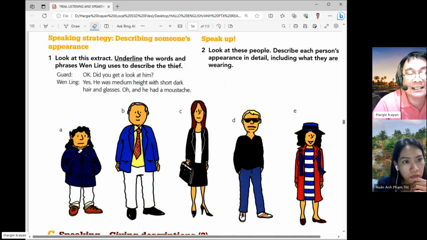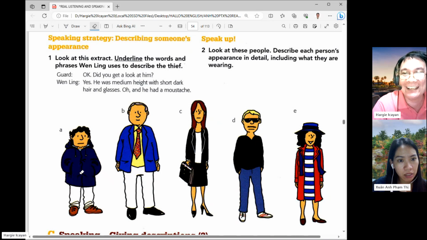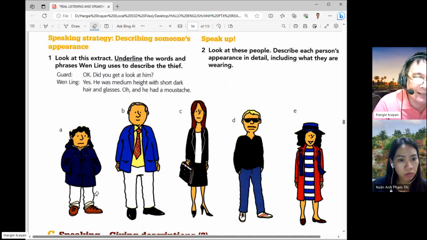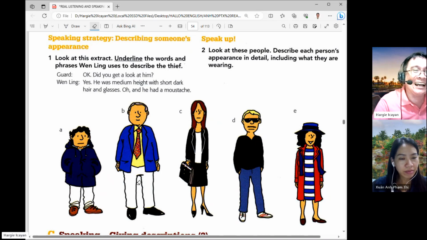We can say that the suspect is in her 40s with shoulder length black curly hair, wearing a blue jacket, white pants and red rubber shoes, with a round face and pointed nose. So that is exactly our description.